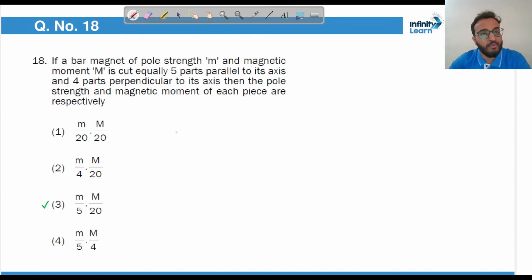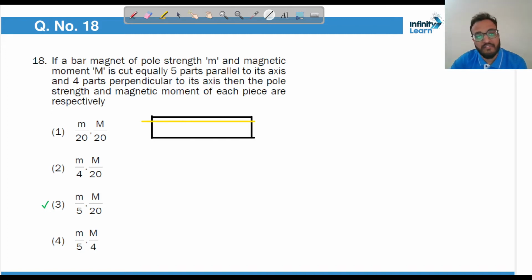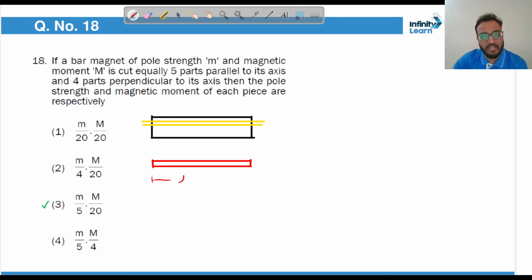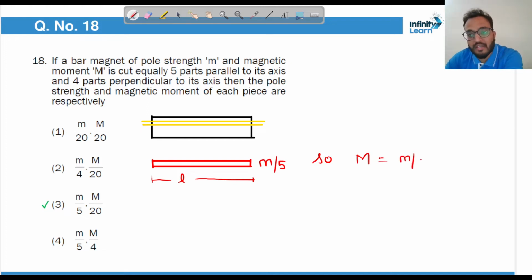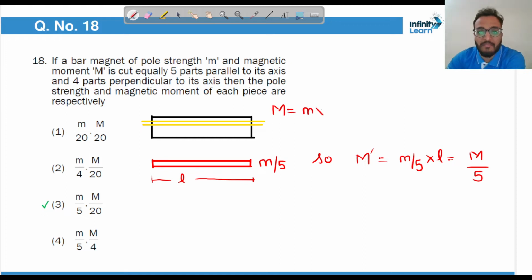Right. Now, if a bar magnet of pole strength m and magnetic, see, let me explain you this thing. So we have a bar magnet like this, and they are saying that you cut this bar magnet into 5 pieces. 1, 2, 3, 4, 5, like this. Okay. So when you take this individual small piece, this time the length is not changed. Length is still L, but the pole strength becomes m by 5. Okay. So for this piece, magnetic moment becomes m by 5 into L.